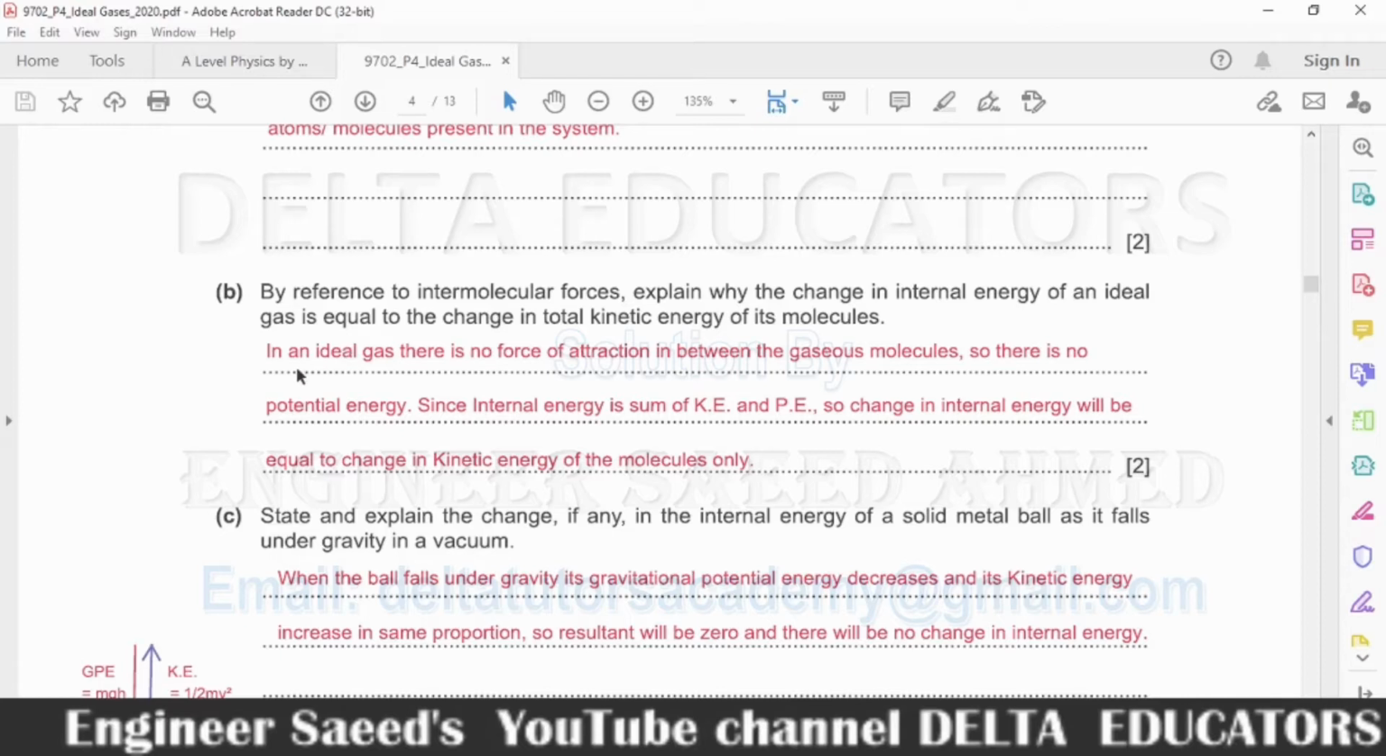So we just have to write here, in an ideal gas, there is no force of attraction or repulsion in between the gaseous molecules. So there is no potential energy. Since internal energy is the sum of kinetic and potential energy, the change in internal energy will be equal to the change in kinetic energy of the molecules only.